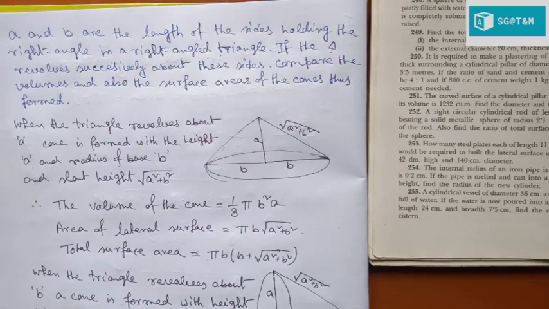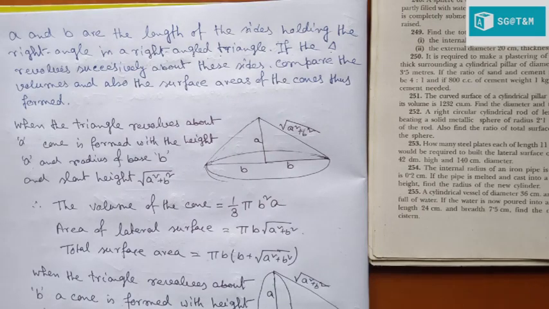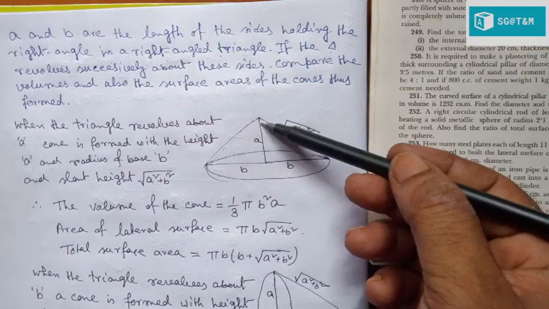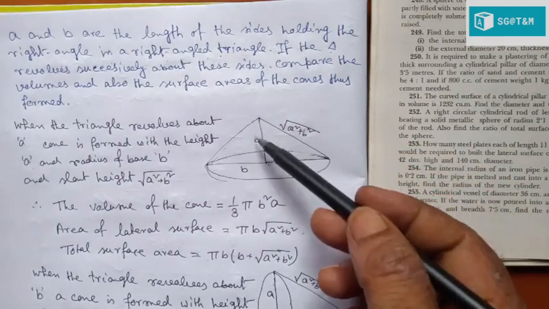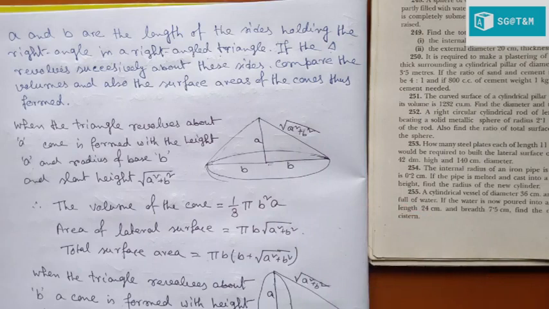If we rotate a right angle triangle about any of its sides, if about its perpendicular side, then we get a cone. If we rotate it about its base, then we get another cone, and if it rotates about the hypotenuse, then you get two cones. Here the rotation is only about its perpendicular and base, that means the sides holding the right angle. Then two cones are formed. We have to compare their volume and surface area. Compare means we have to find out the ratio of volumes and surface areas.